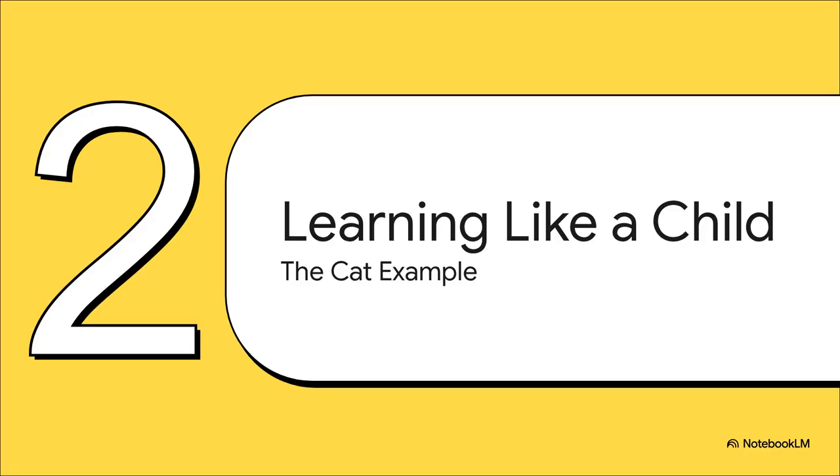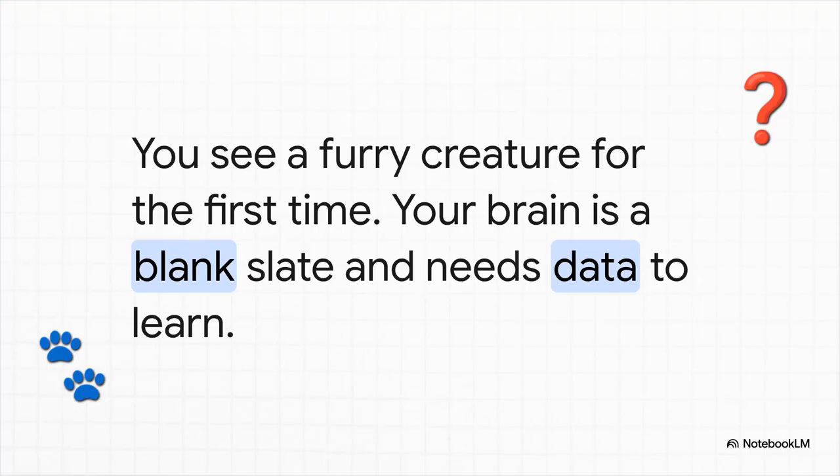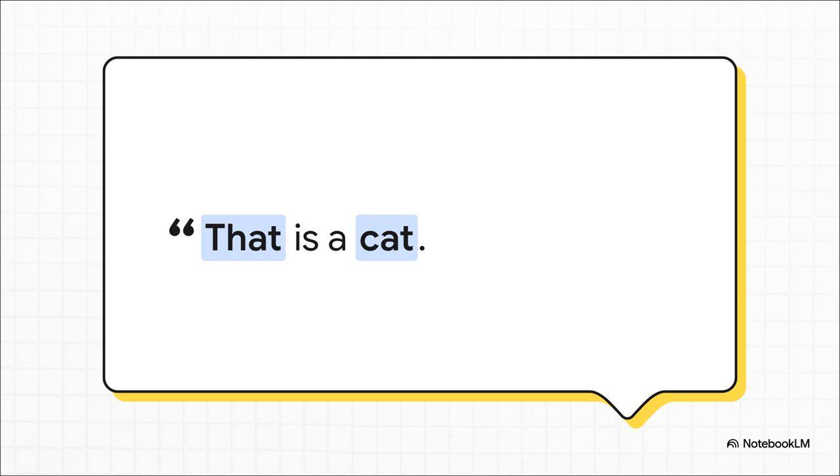All right, so let's try a little thought experiment. Picture it. You're a toddler, and you're about to see a type of animal you've never, ever seen before. You see this? This furry thing with whiskers and pointy ears? Your brain is just a blank slate at this point. It has no idea what to call it. It needs a label, some data to work with. And then your mom or dad points and goes, "Oh, that's a cat."